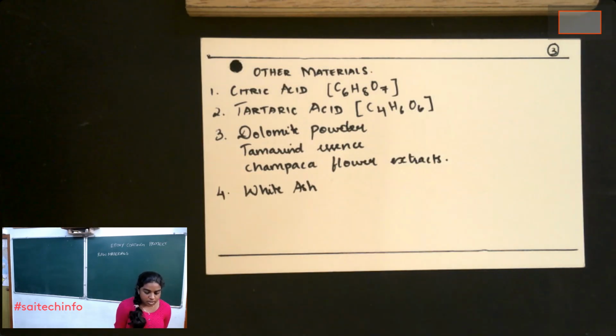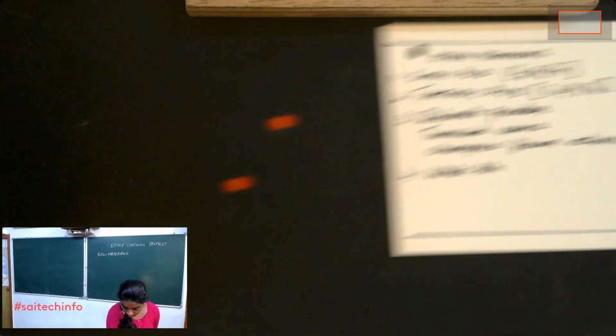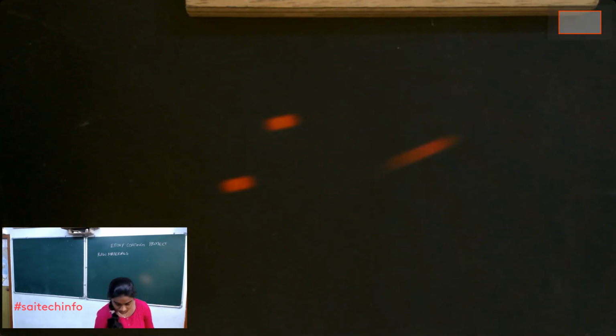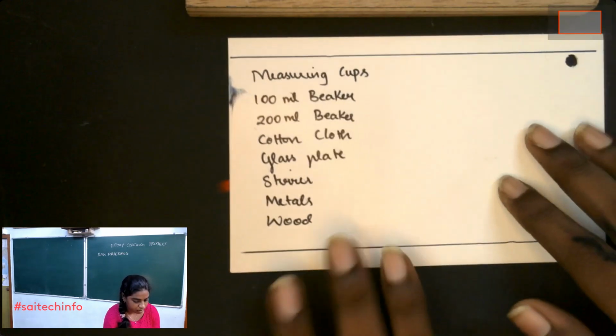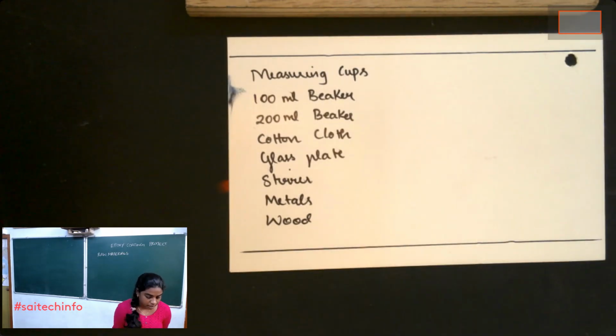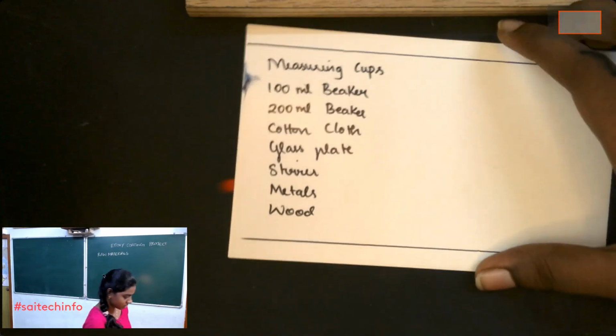And the last one is oli hash, which is what we call vibhuti in Tamil. It is an inert product. If we apply it on the metal surface, it will absorb the moisture from it and make a polish with a shiny finish on the metals. And the other things are common items like measuring cups, 100 ml beaker, 200 ml beaker, cotton cloth, glass plate, stirrer, metals and wood.